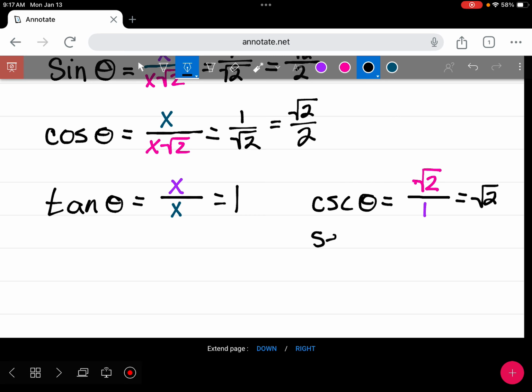What are we going to get for secant? Square root of 2. Again, we'll come over here and we'll take our reciprocal right here before rationalization. And we're going to take our reciprocal, square root of 2 over 1. So our secant is square root of 2. What about cotangent? It's just going to be 1. The reciprocal of 1 is 1.